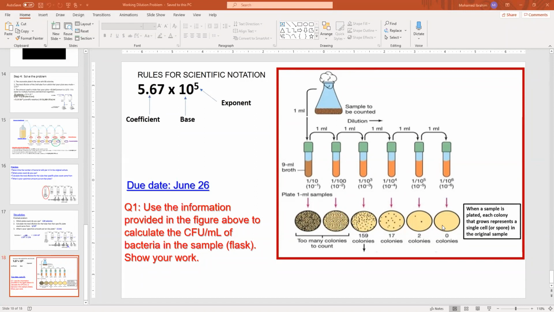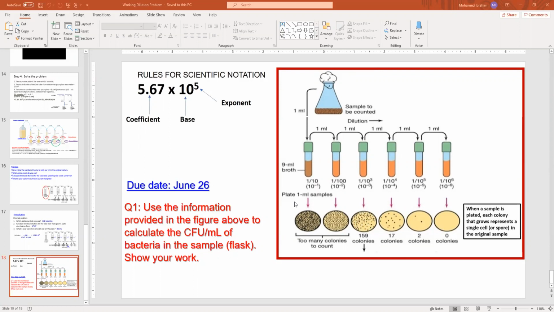So as I mentioned, the ideal plate for selection will be between 30, 50 colony forming unit all the way to 300 colony forming unit. So definitely I will select that plate here, which is 159 colony. So now I know the number of colony. I know the dilution from where this plate came from. It came from 10 to the minus 3 dilution. And I know the amount plated, which is 1 ml.